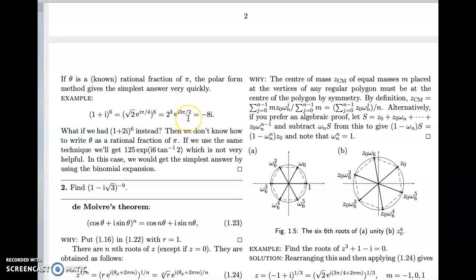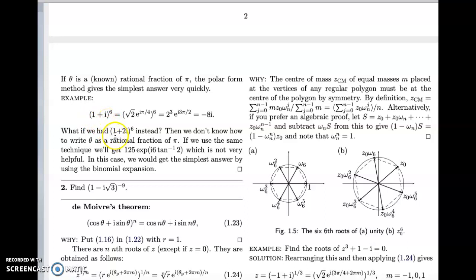e to the i 3 pi by 2, that's just telling you it's length 1 and pointing in the direction 3 pi by 2, which is directly downwards. So this thing here is simply minus i. So we get the answer minus 8i very quickly, much more quickly than if you'd expanded using binomial.